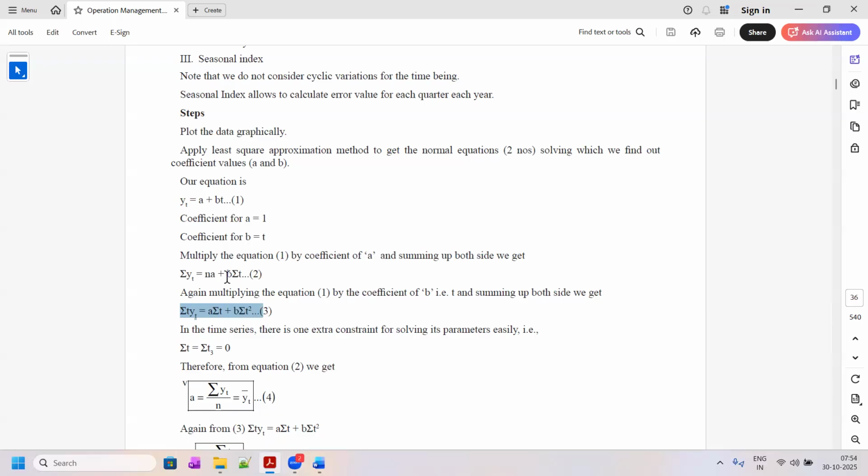Write these three equations down. The first equation is y is equal to a plus bx. The second equation is sum of y is equal to na plus b sum of t, and the third is sum of yt is equal to a sum of t plus b sum of t square. Sometimes I'll use t, sometimes x. Please understand both are the same thing, both represent your independent variable. Clear, everyone?